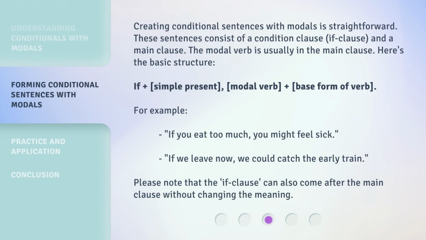Creating conditional sentences with modals is straightforward. These sentences consist of a condition clause, the if clause, and a main clause. The modal verb is usually in the main clause. Here's the basic structure: if plus simple present, modal verb plus base form of verb.